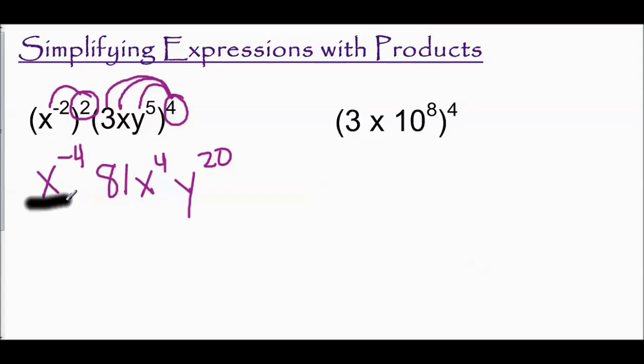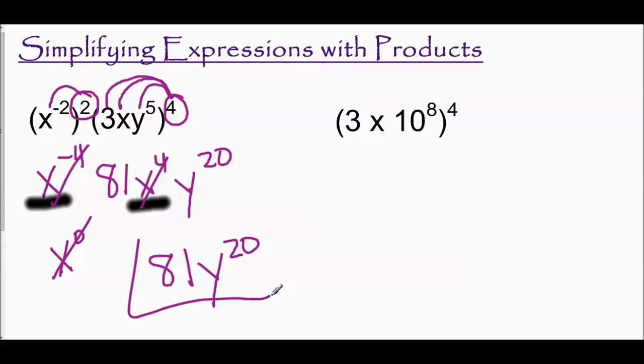Then I need to combine my common bases there. So x to the negative 4th and x to the 4th power. Negative 4 plus 4 is 0, so I have x to the 0 power, which I know is 1. And so that 1 is essentially going to cancel out because 1 times 81 will be 81. So those canceled, so I have 81 y to the 20th power.